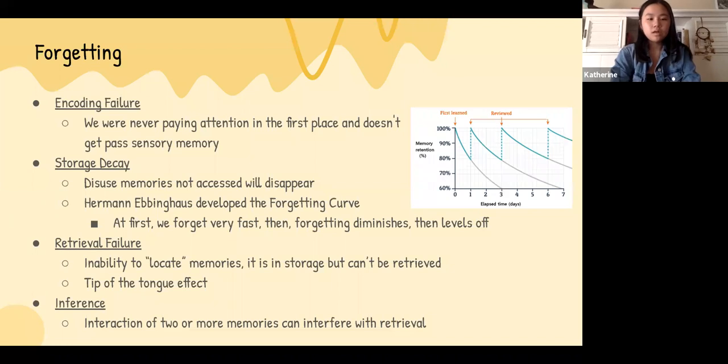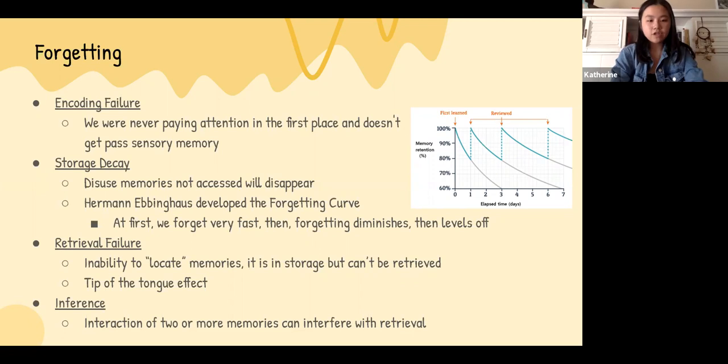And then we have forgetting. There are different types of forgetting. The first one we have is encoding failure. This happens when, in the very first stages of encoding, we were never actually paying attention in the first place. So it doesn't actually get past our sensory memory. Therefore, it doesn't go to short-term memory and then to long-term memory.